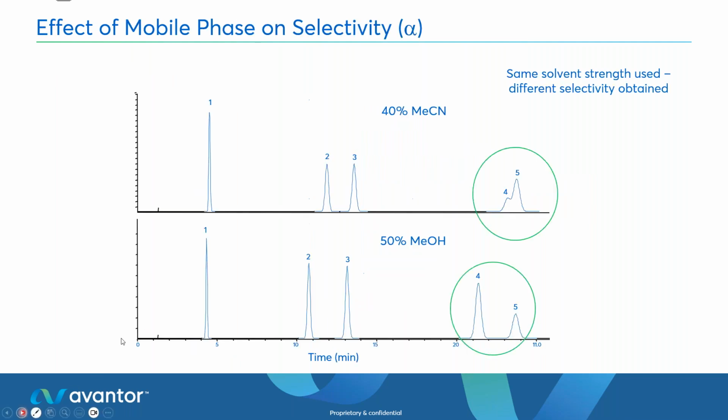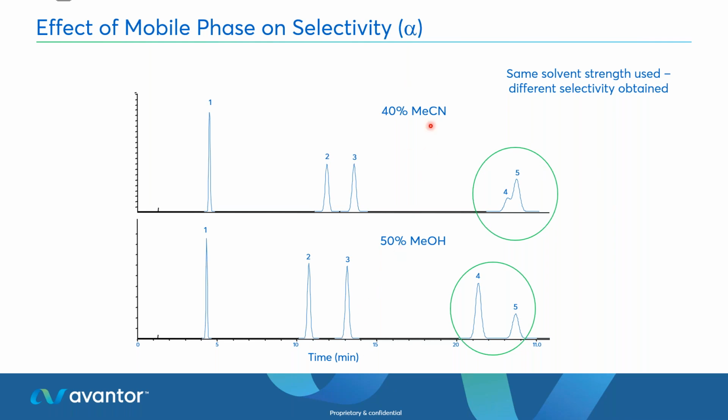So when you switch between methanol and acetonitrile, you match up the solvent strength. We tried this when there was an acetonitrile shortage, for example. We tried to move the methods onto methanol. The equivalent of 40% acetonitrile is 50% methanol, which worked fine for peaks 1 to 3. Look at the difference in resolution between the final 2 peaks. It's a really massive change in alpha, a change in selectivity.